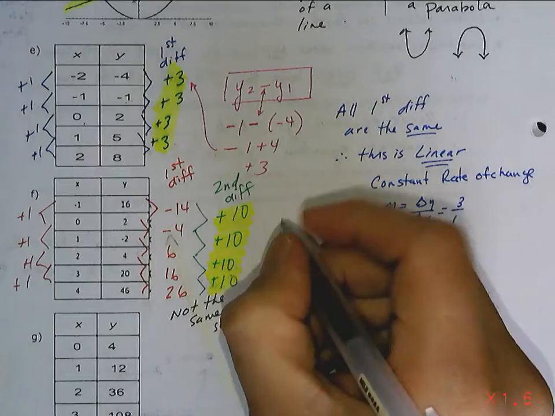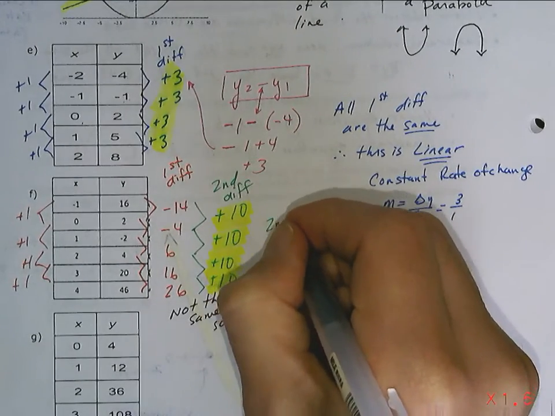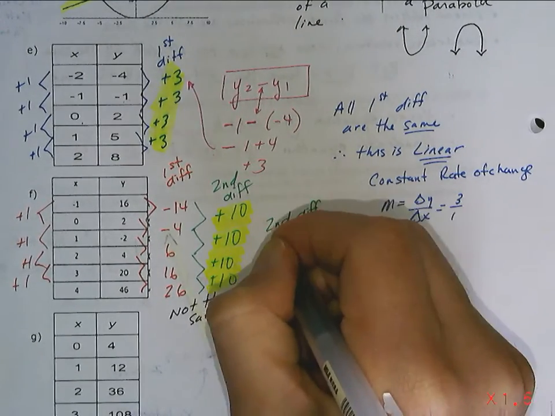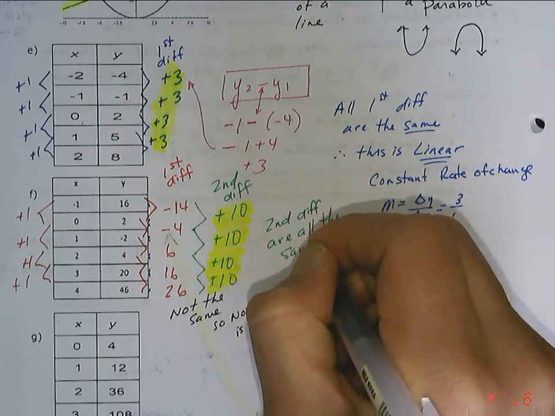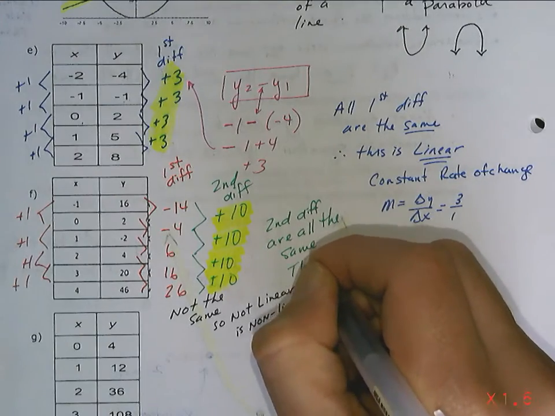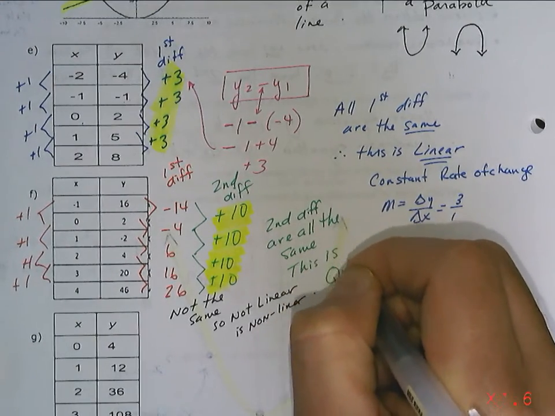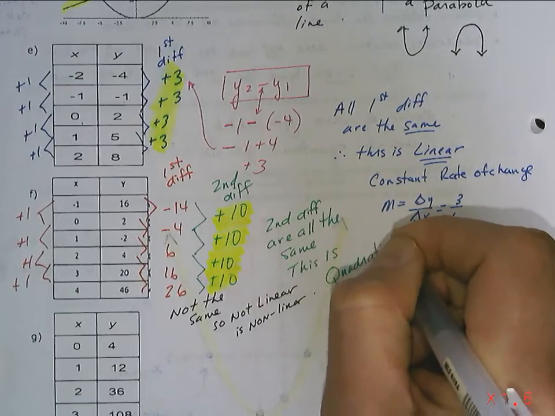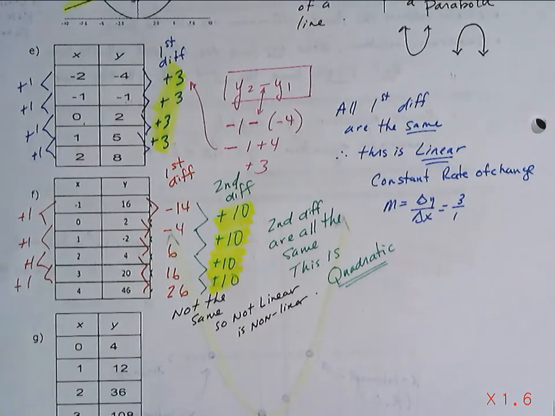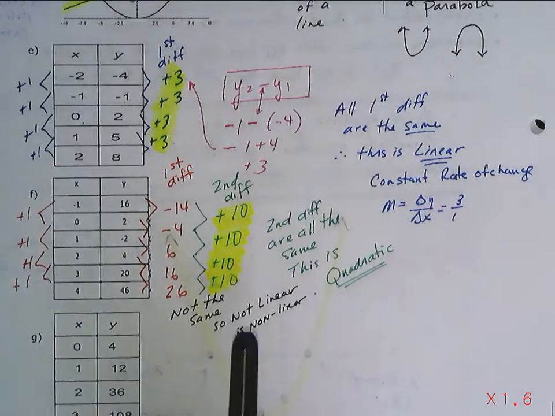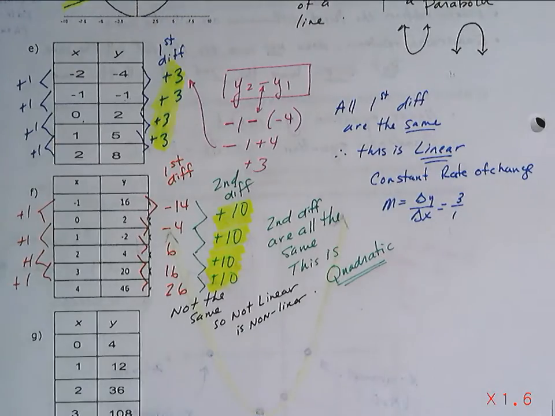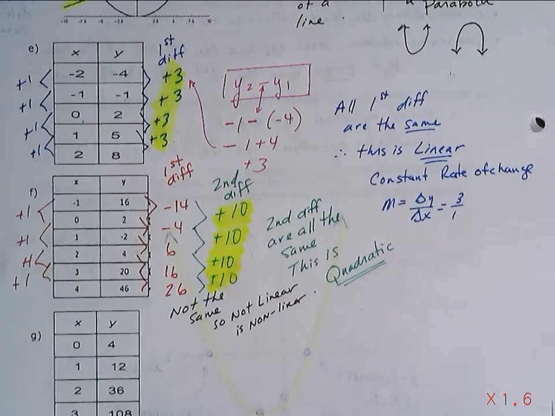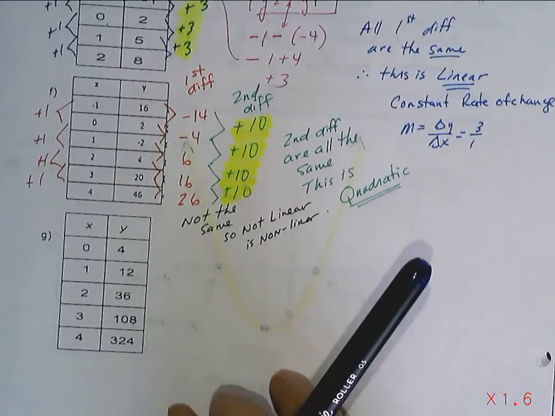So if they are all the same, this is quadratic. That's the definition of being quadratic. Now notice you have to do this one first. You have to show me that the first finite differences are not the same. Then you do the second one. Well, that was fun. Let's do the last one.